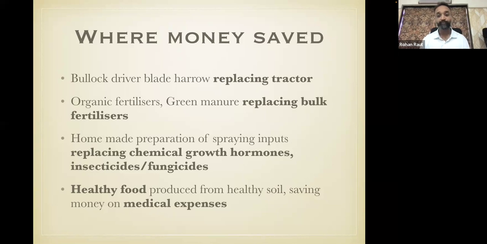Healthy food is produced from healthy soil. So ultimately, it is saving the cost on medical expenses. See, we don't calculate all these costs, which are the benefits of organic farming. But this is true: if you have healthy food, you will be healthy.